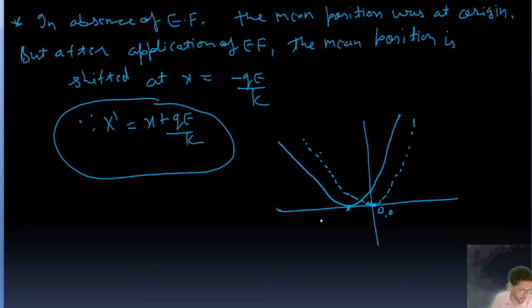Now the position comes here, minus qE upon k. Because after this the mean position is changed to x equal to minus qE upon k, but before perturbation it was at the origin. This was the diagram of the simple harmonic oscillator before perturbation, the dotted one, and this one is the graph of the simple harmonic oscillator after perturbation. So it shifted by minus qE upon k. I hope you understood it.